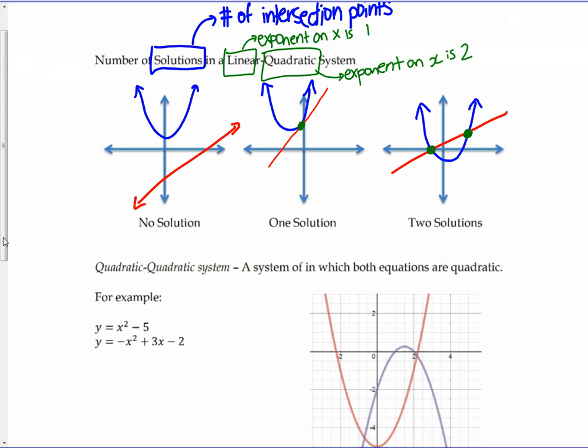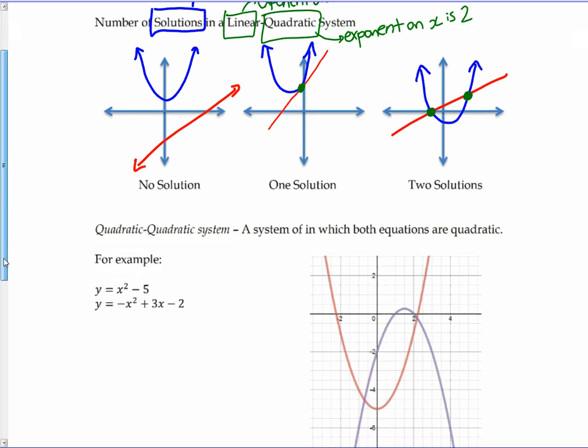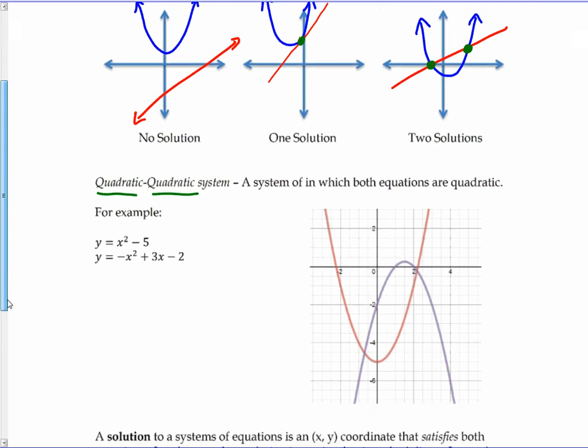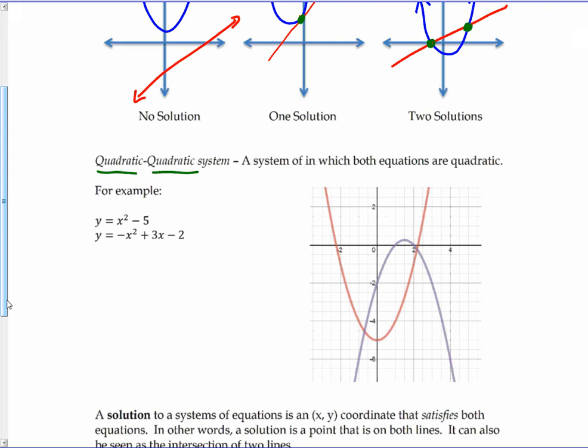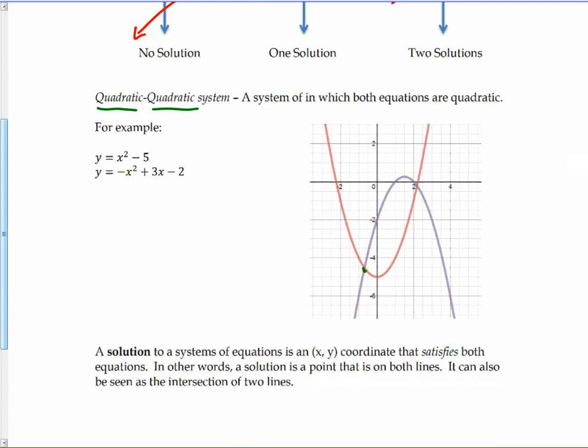So another type of system we're going to look at is quadratic-quadratic systems. So what would that look like? 2 quadratics, 2 parabolas, right? Two equations that are both quadratic. So here's an example of a quadratic-quadratic system. What I'd like you to do is find these 2 intersection points on your calculator.